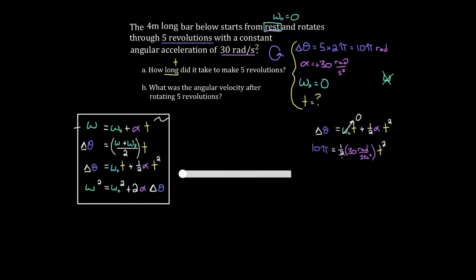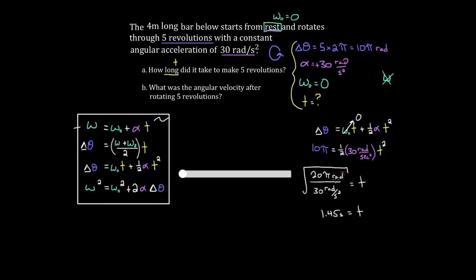We multiply both sides by 2. That would give us 20 pi. Then we divide by 30, and technically that's 20 pi radians divided by 30 radians per second squared. And then you have to take a square root because it's t squared. If you solve all this for t, I get that the time ended up taking about 1.45 seconds.